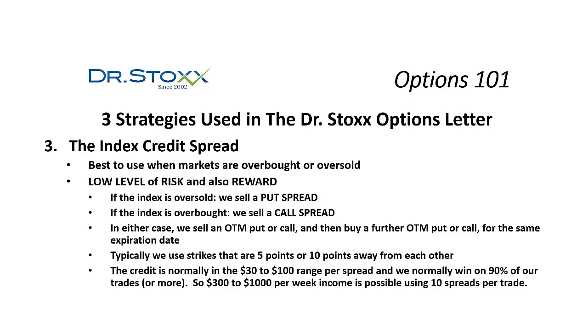Credit is normally in the $30 to $100 range per spread. So this is not a lot of money, but considering we normally win on about 90% of our trades or more, and if we're trading, let's say, 10 spreads at a time, not everyone can do that, it just depends on the size of your account. You're looking at $300 to $1,000 per week, pure income, goes straight into your account. And as your account grows, of course, you can add more spreads.